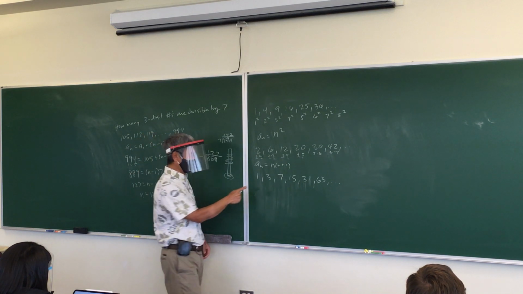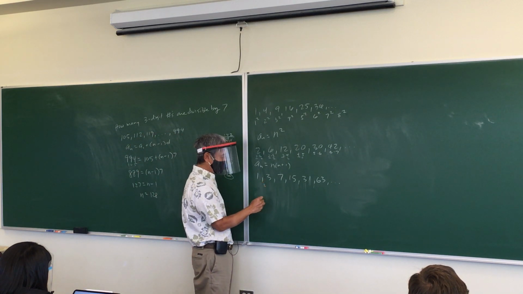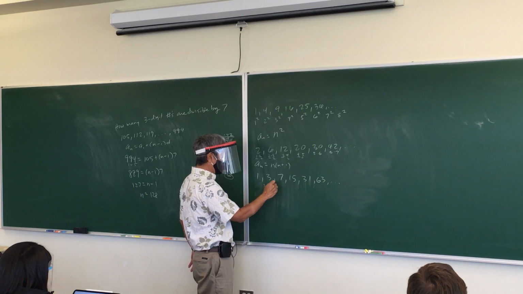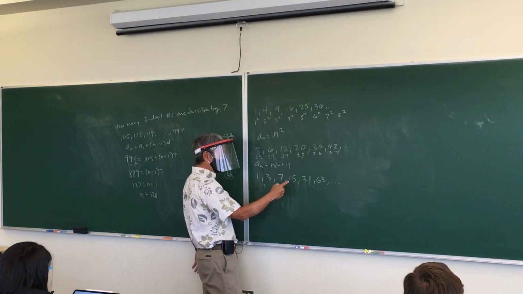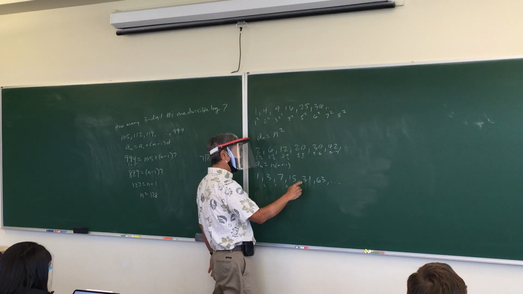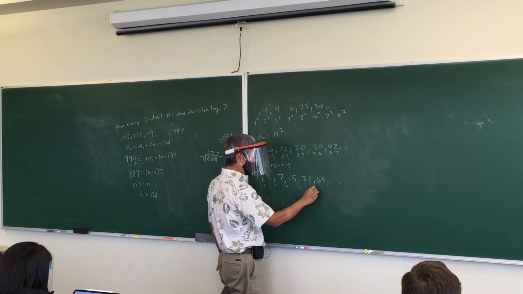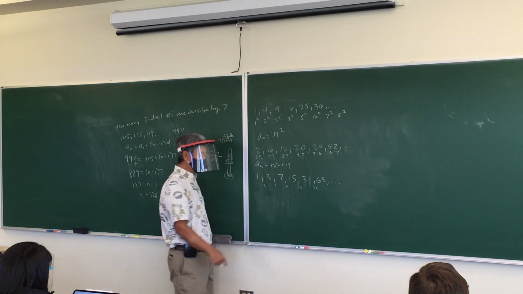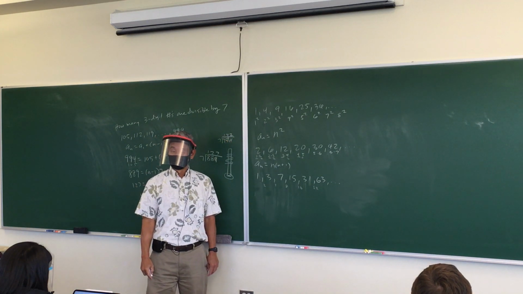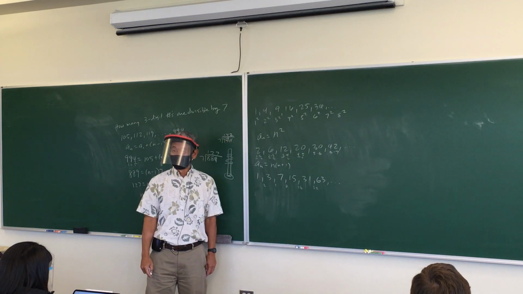Look for a pattern. To get from here to here, you add 2. To get from there to there, you add 4. To get from there to there, you add 8. To get from there to there, you add 16. To get from there to there, you add 32. Is there a pattern to those numbers? Yeah, but I don't know what that pattern is.